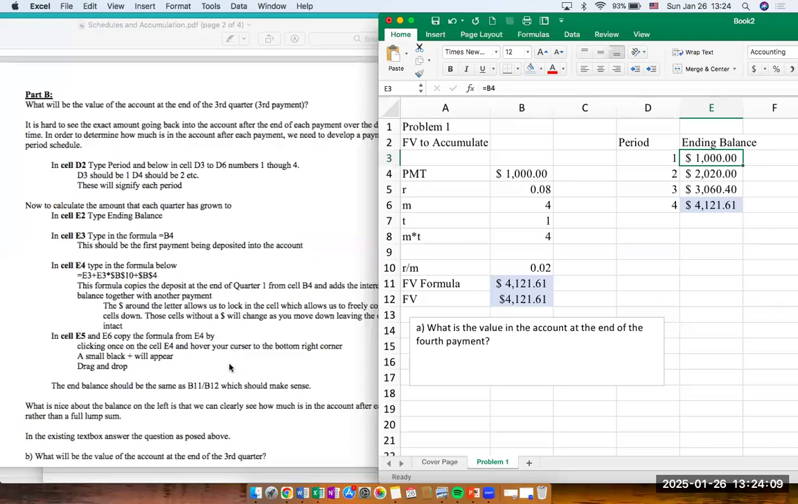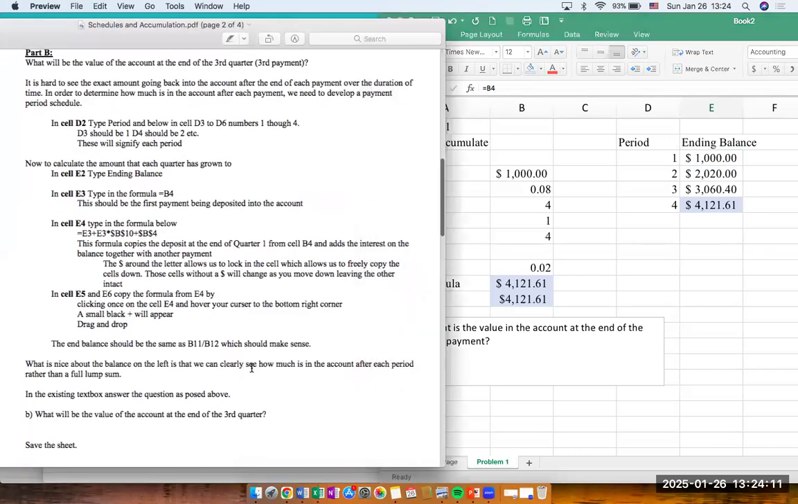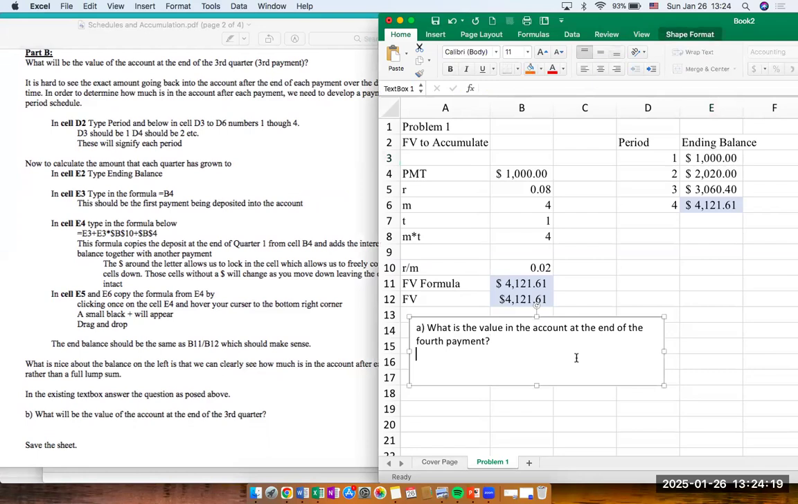So if we're trying to answer our question, right, in an existing text box, answer the question posed above. B, what will the value of the account be at the end of the 3rd quarter?